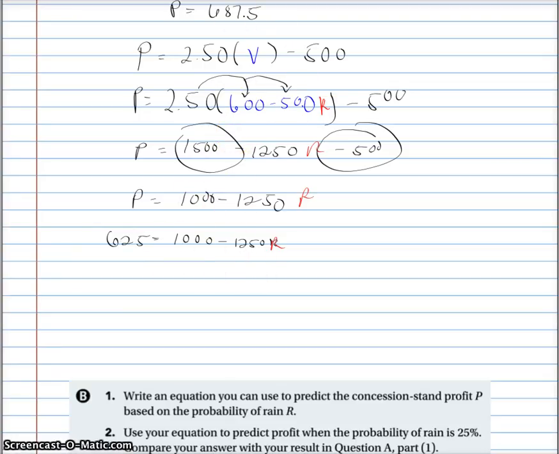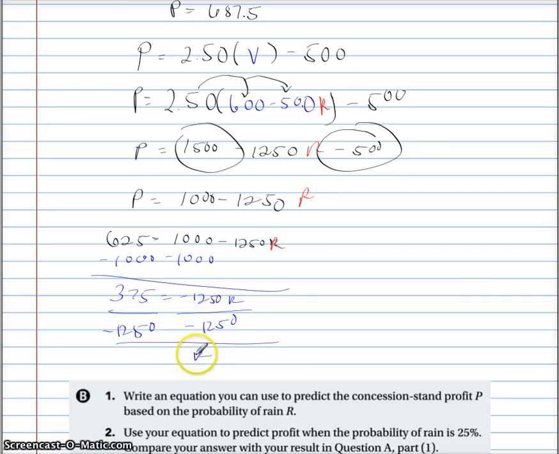Okay, so I'm going to go do that really quickly. If I lose you, slow it down, rewind it. Minus 1000, and then this should be 375 is equal to negative 1250r. And then we'll divide by negative 1250, so r is all by itself, and we'll divide this side by negative 1250, and we should get our probability of rain.